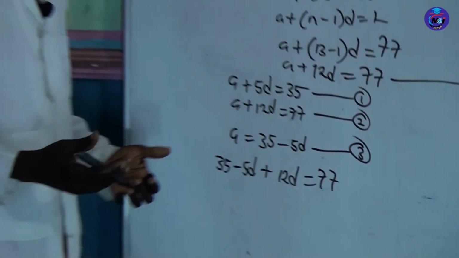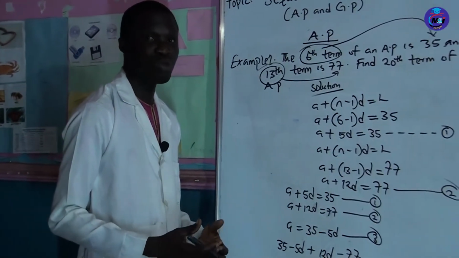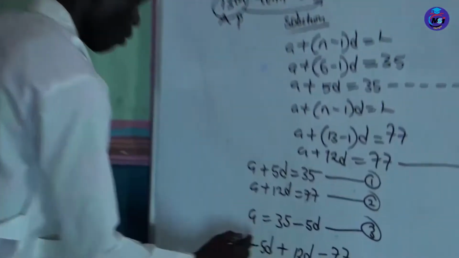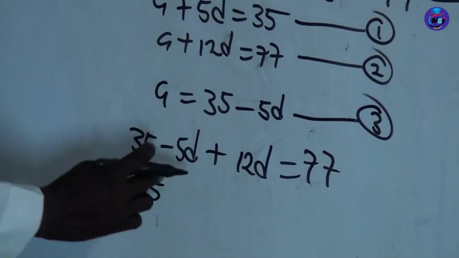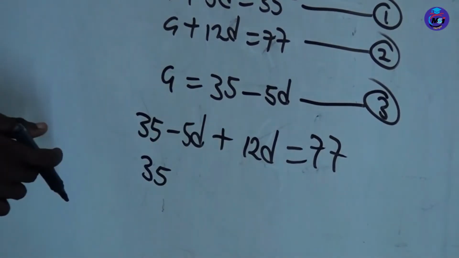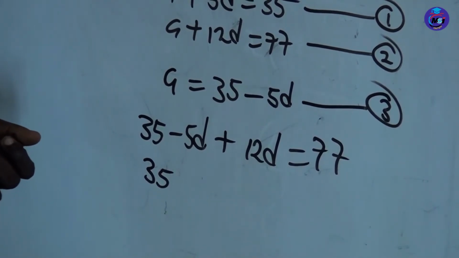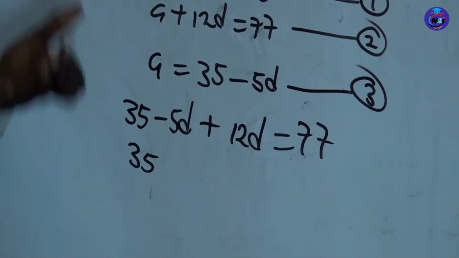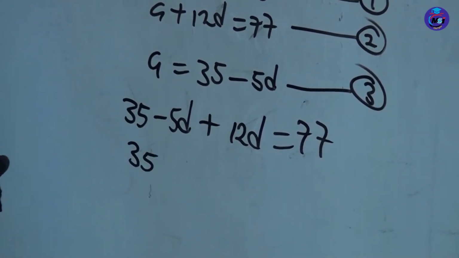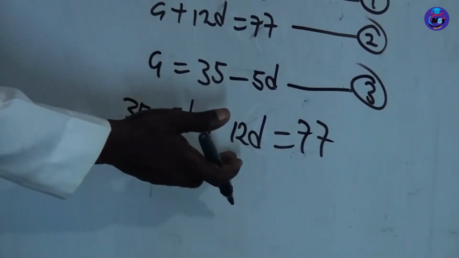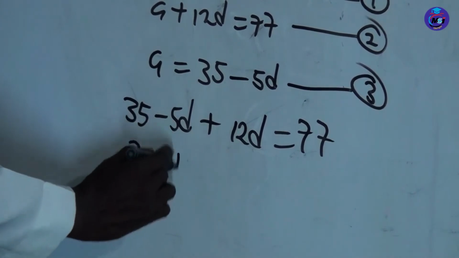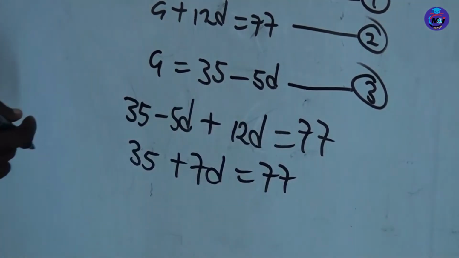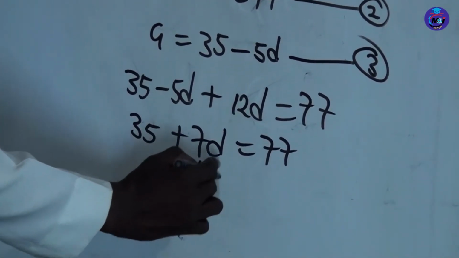Remember also, in module 3 of junior secondary school, I explained the sign rule. So we are going to apply the sign rule here. We have 35, minus 5D plus 12D. You have 12 naira and you owe someone 5 naira. If you remove 5 naira from that 12 naira you have, how much will remain with you? That's just the interpretation of this. So this can simply be 12 minus 5, which gives us plus 7D equals 77.